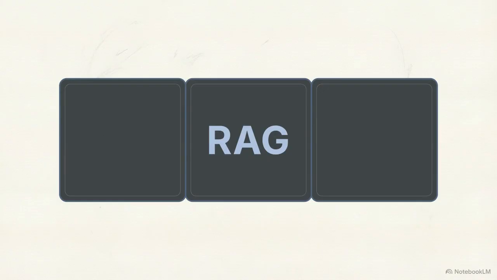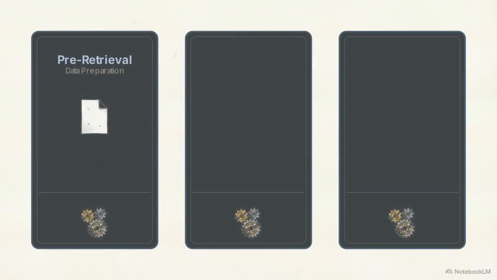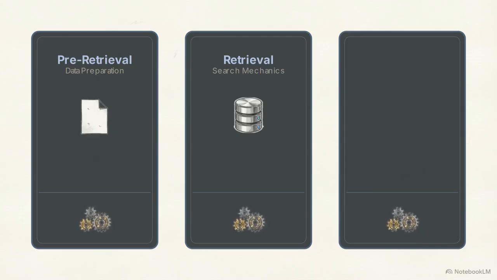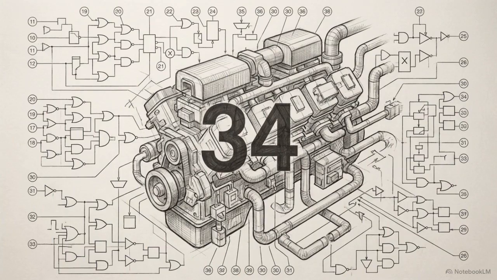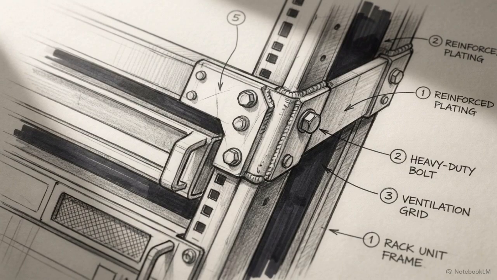Production Retrieval-Augmented Generation is a modular engineering discipline. You must break the system down into 3 distinct operational stages: pre-retrieval data preparation, the retrieval search mechanics, and post-retrieval context sculpting. We are going to execute a chronological, encyclopedic deconstruction of the 34 specific architectural techniques required to scale a fragile prototype into a resilient agentic system.